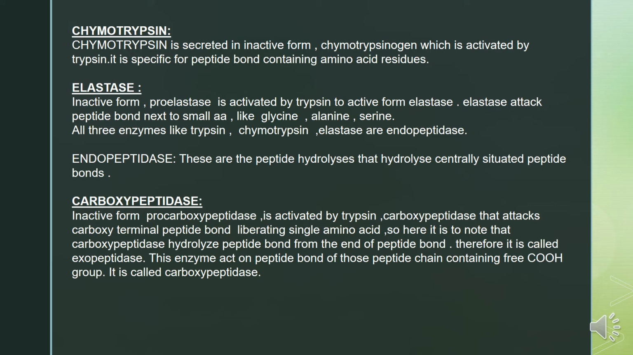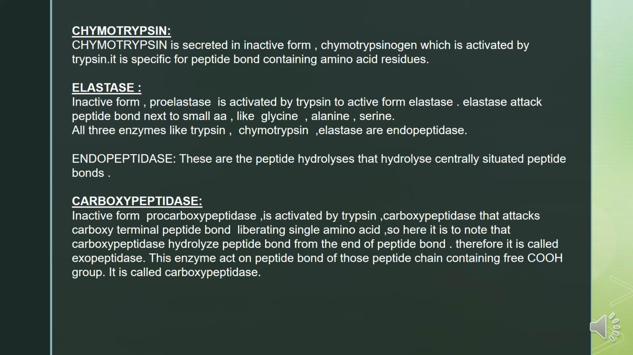Chymotrypsin. Chymotrypsin is secreted in inactive form, chymotrypsinogen, which is activated by trypsin. It is specific for peptide bonds containing aromatic amino acid residues. Elastase, in inactive form proelastase, is activated by trypsin to its active form elastase. Elastase attacks peptide bonds next to small amino acids like glycine, alanine, serine.